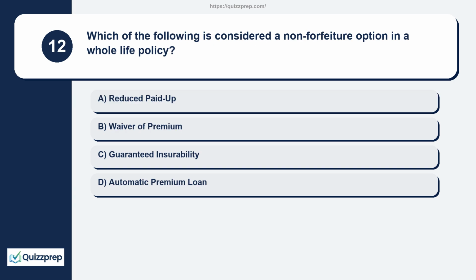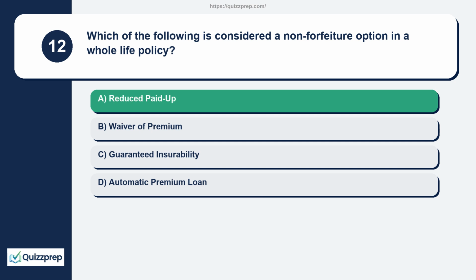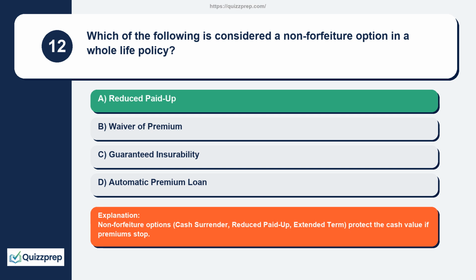Question 12. Which of the following is considered a non-forfeiture option in a whole life policy? Reduced paid up, waiver of premium, guaranteed insurability, automatic premium loan. Non-forfeiture options: cash surrender, reduced paid up, extended term, protect the cash value if premiums stop.